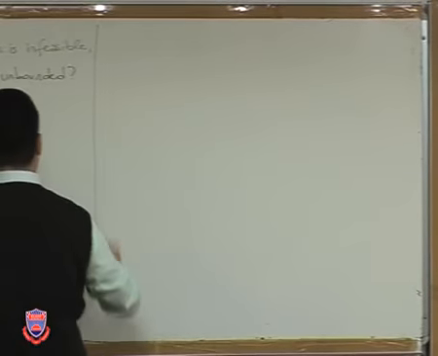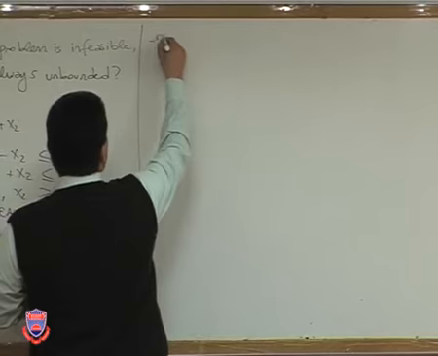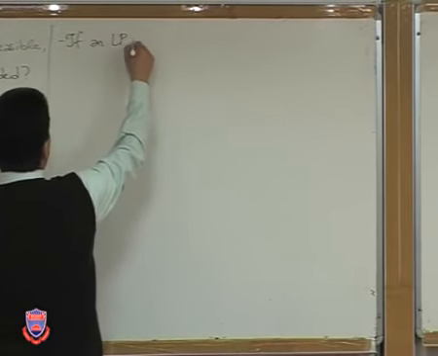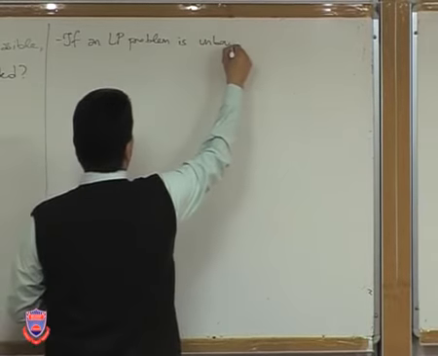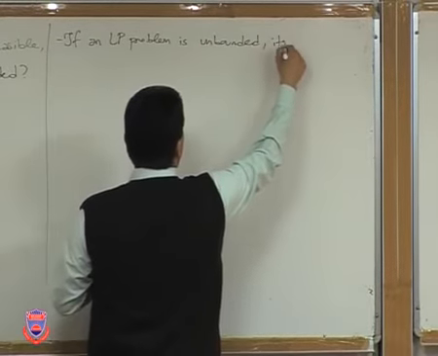Let me write it down. So if an LP problem is unbounded, its dual is always infeasible.